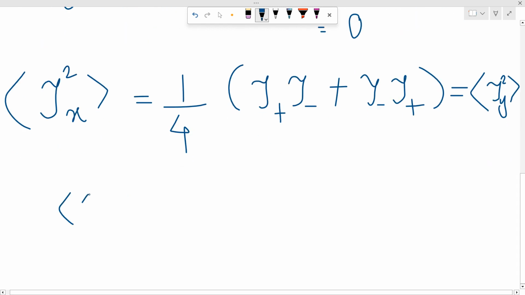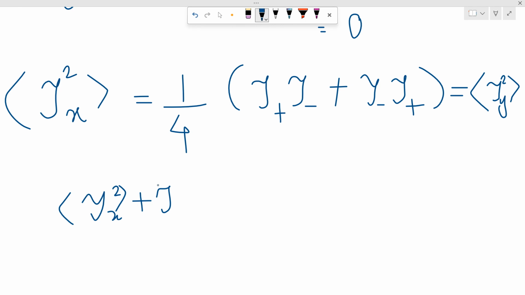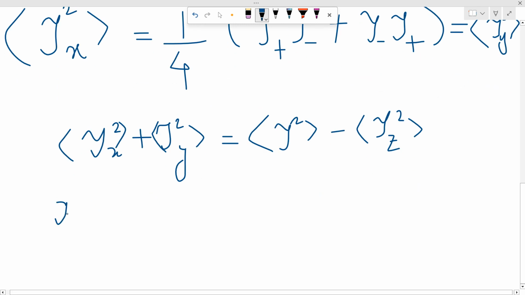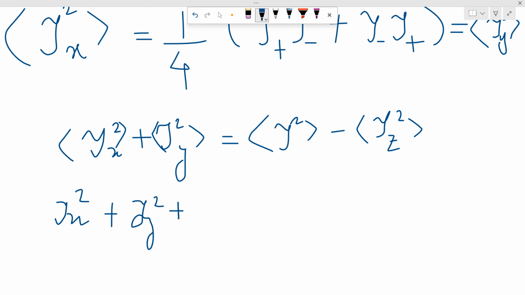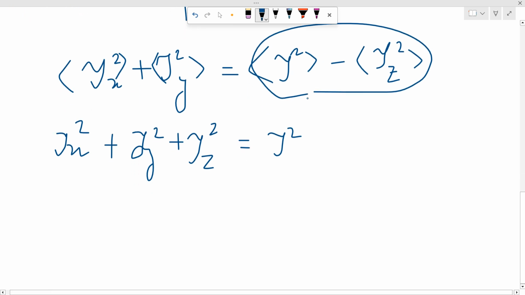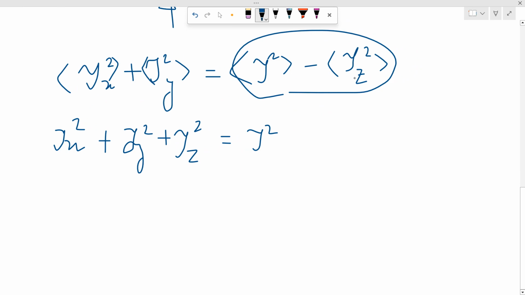See, there is another thing. jx square plus jy square, can I write it like this? j square minus jz square, isn't it? How? Simple. jx square plus jy square plus jz square is equal to j square, the whole j square, right? So I just took jz square to the other side, and just put the expectation value thing. So jx square plus jy square is equal to j square minus jz square.